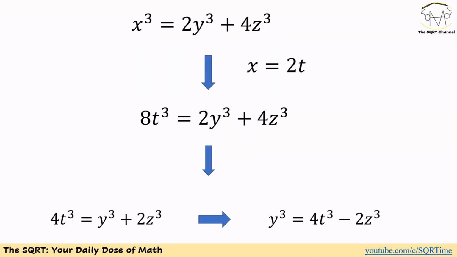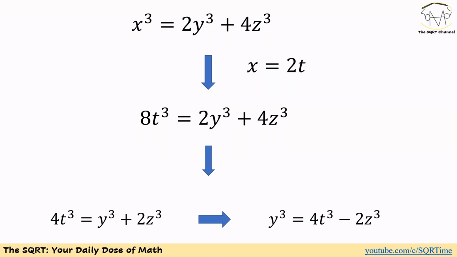Now we have x cubed is equal to 2 times y cubed plus 4 times z cubed. On the right hand side we have 2 times an integer, and on the left hand side we have x cubed. Obviously we can say that x is going to be an even number. Let's assume that x is 2 times t for any possible value that we have for t as an integer number.